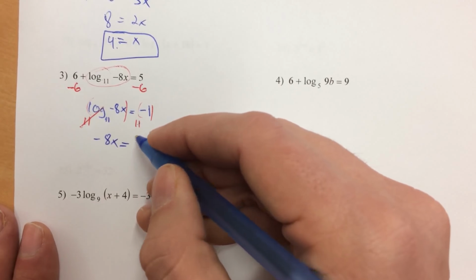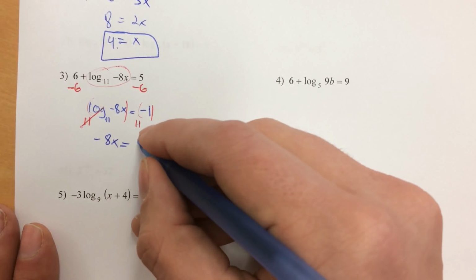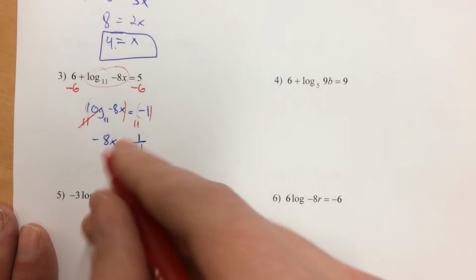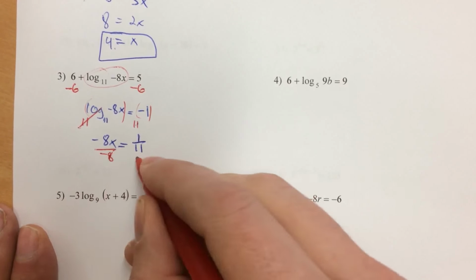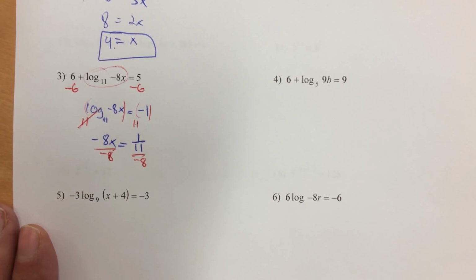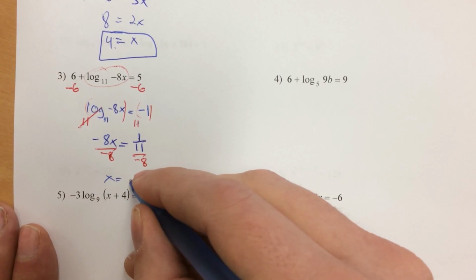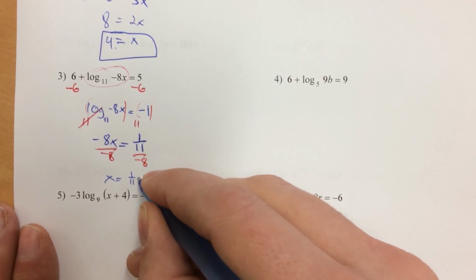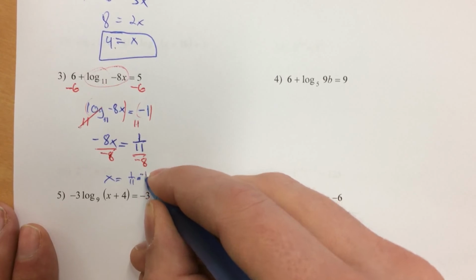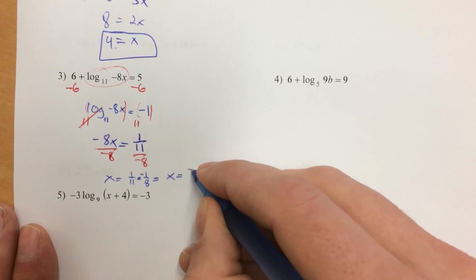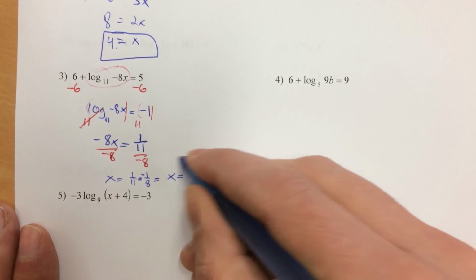You need to know how to do your exponents here. 11 to the negative 1 power means 1 over 11. Divide by negative 8. And here you have to use some middle school skills. When you have a fraction divided by a whole number, that's the same as the fraction times the reciprocal. And so we get x is negative 1 over 88.